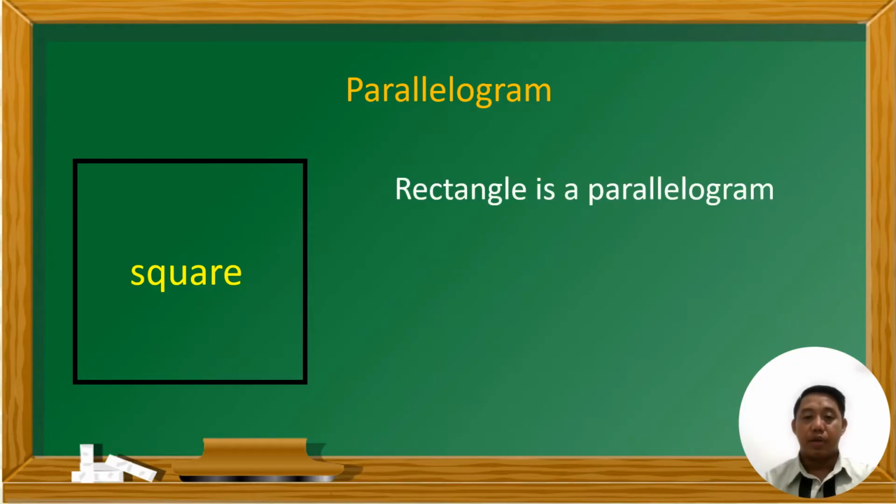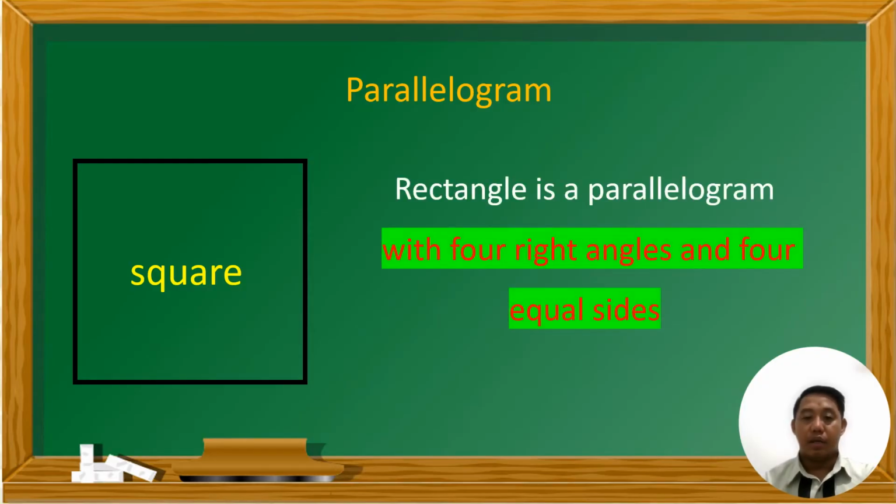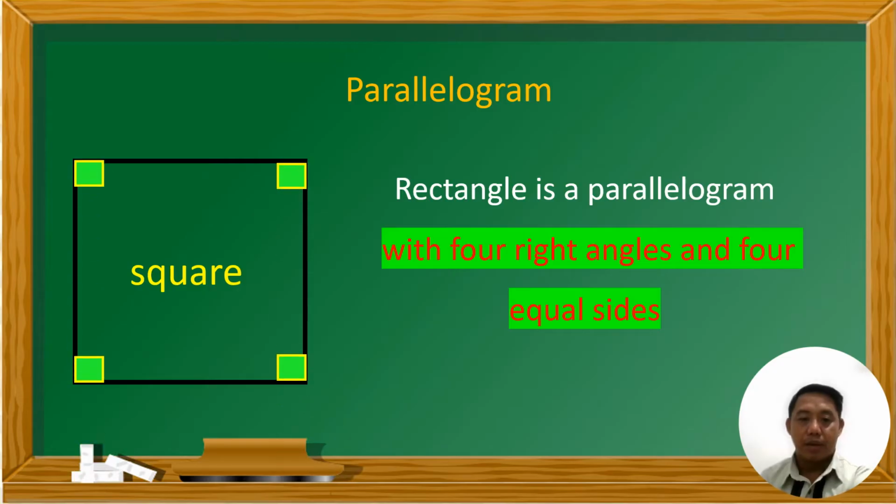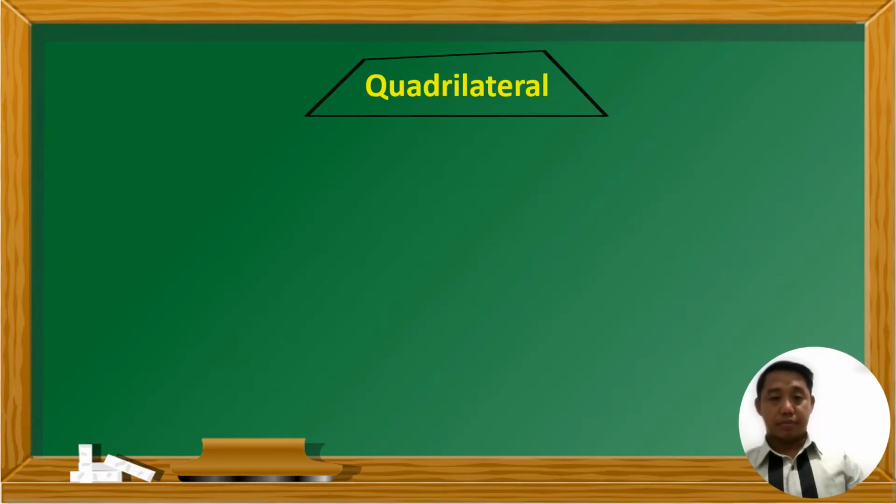Ito namang square, sorry, this is square. Square is a parallelogram with 4 right angles and 4 equal sides. Sorry, this is a square. So, paano na lang? Typo error. Yan. May 4 right angles siya, and also we have 4 equal sides. That is a square.